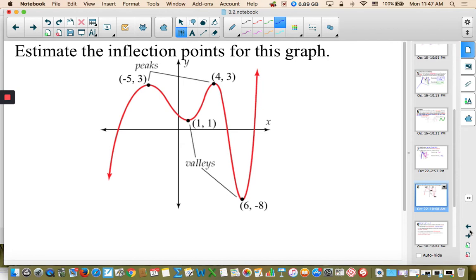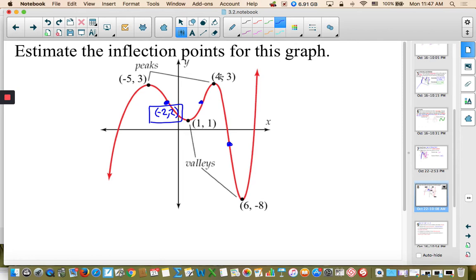Okay, so to find the inflection points, I look at where it goes from concave up to concave down. So one place that happens is going to be right here, and then over here, and then down here again. So there are 3 inflection points on this graph. To find them, I'm going to essentially find the midpoint, or find the average, of these 2 points. So that's going to be an estimate. So this would be, let's see, negative 5 plus 1 is negative 4, divided by 2 is negative 2. 3 plus 1 is 4, divided by 2 is 2. This is one of your inflection points.